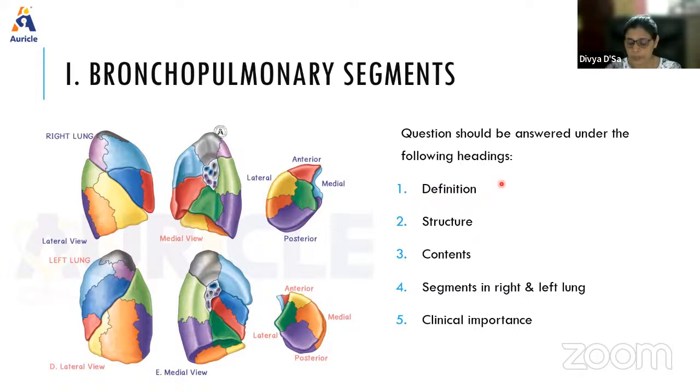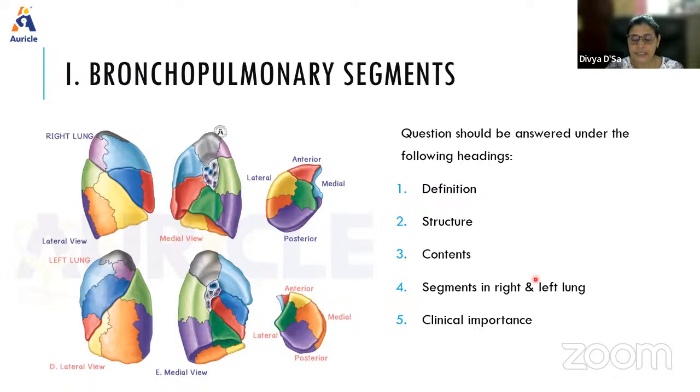Definition is, the bronchopulmonary segments are well-defined, wedge-shaped sectors of the lung, which are aerated by a tertiary bronchus. Means each segment will have one tertiary bronchus. So that is the definition. It's a well-defined wedge-shaped part of the lung where it is aerated by a single tertiary bronchus.